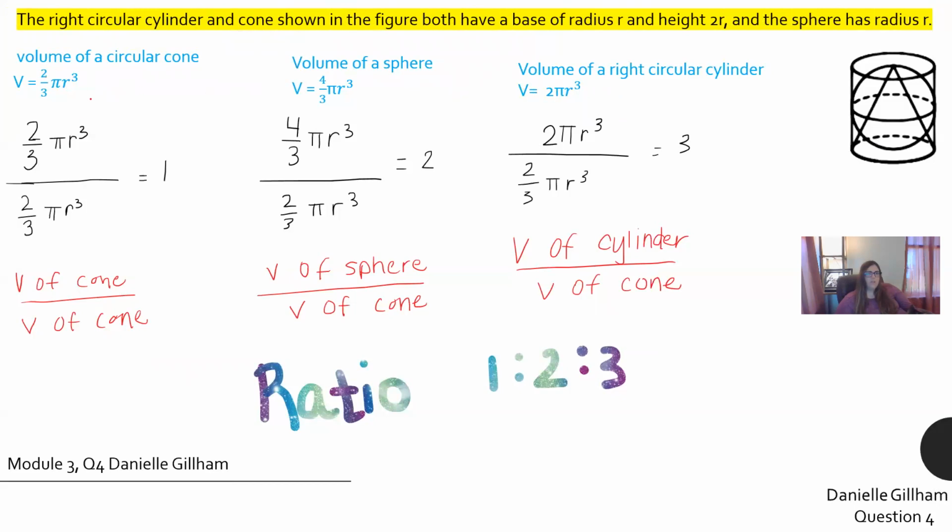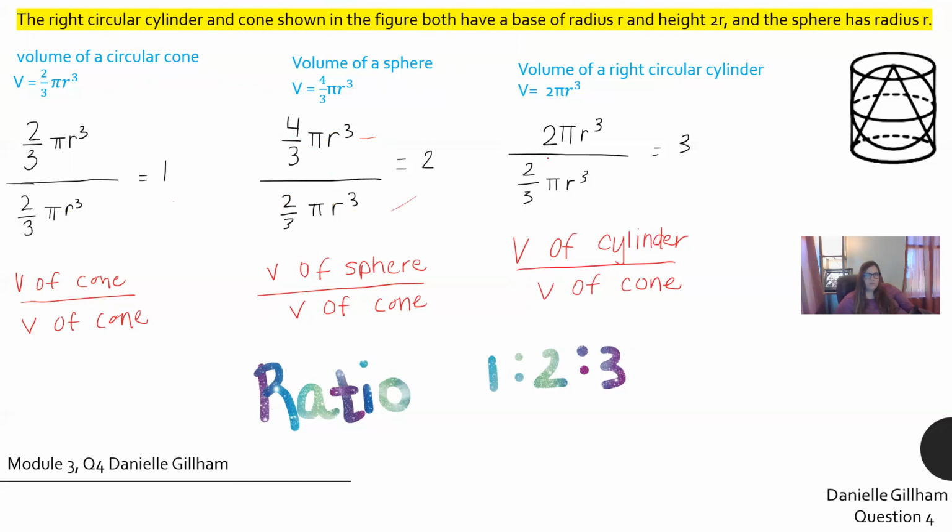And for a volume of a circular cone, to find it, we're going to divide all of these by the volume of a cone. So volume of a circular cone divided by volume of a cone is obviously going to be 1. Volume of a sphere, here's the formula, divided by volume of a cone. You have the same measurements, but then you have 4/3 and 2/3 down here. So you have double. So it's going to be 2.